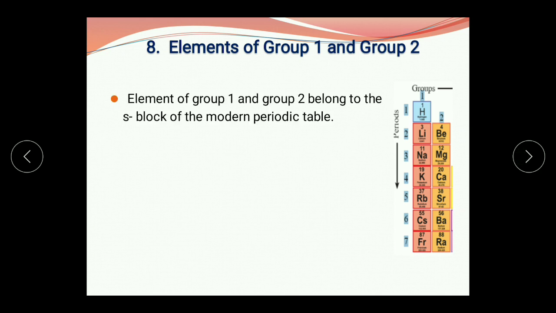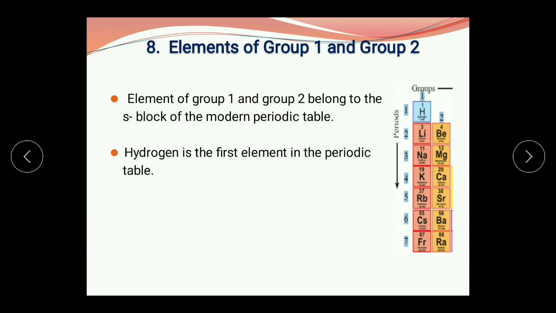So, we will begin with this. Elements of group 1 and group 2 belong to the S block of the modern periodic table. Why are they called S block elements? We have seen the definition as well. If we write the electronic configuration of any element from group 1 and group 2, you will see that the last electron or the valence electron enters the S subshell. That's why these are called S block elements. So group 1 and group 2 together form the S block of the periodic table.